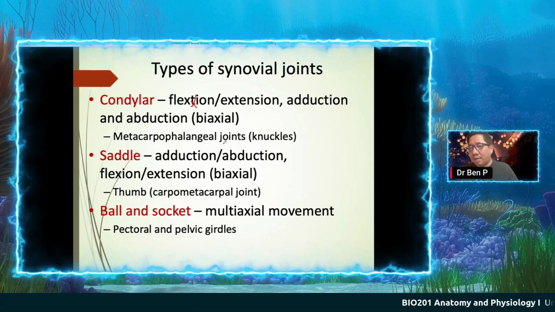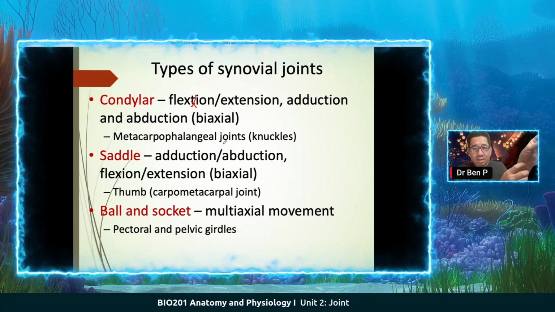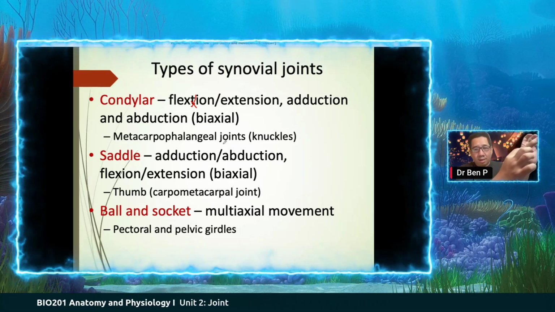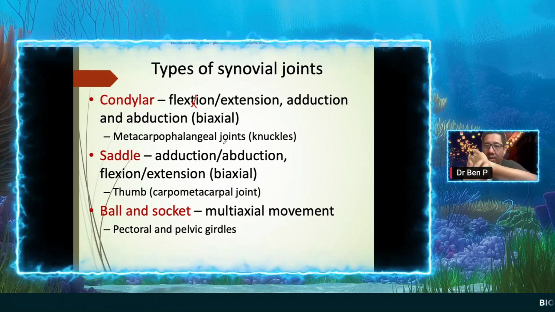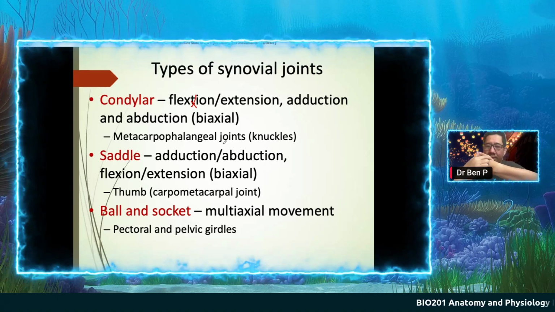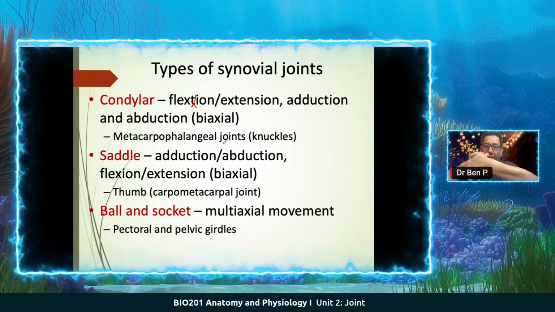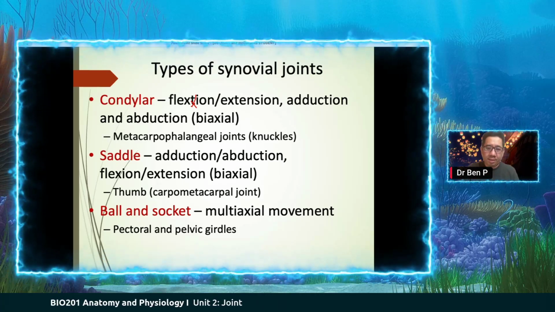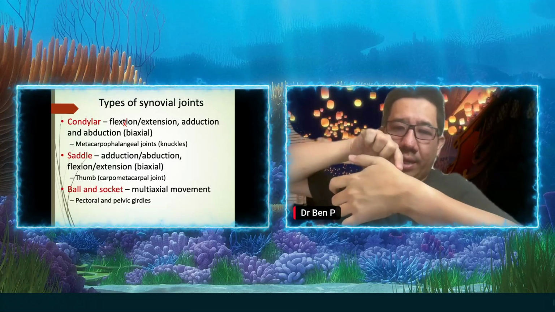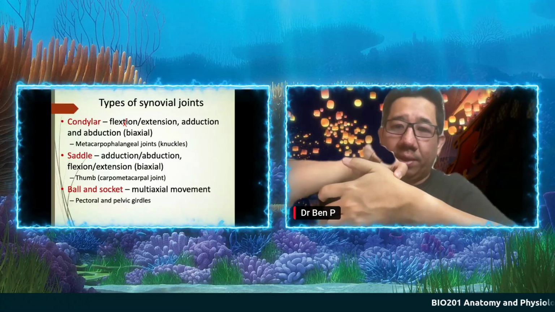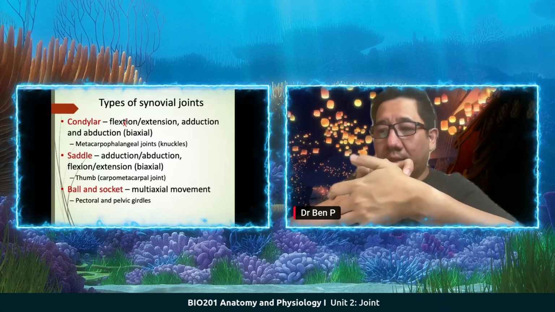Saddle joint: there is only one location of it in your body, which is your thumb, your carpal metacarpal joint. Carpal is your wrist bone here. Your metacarpal is here. So carpal is your wrist, and metacarpal is this guy here. So the joint is right here, specifically right here. This would be your carpal metacarpal joint for your thumb.